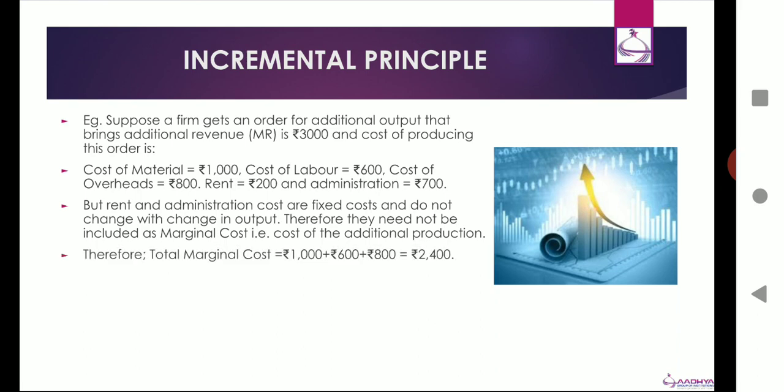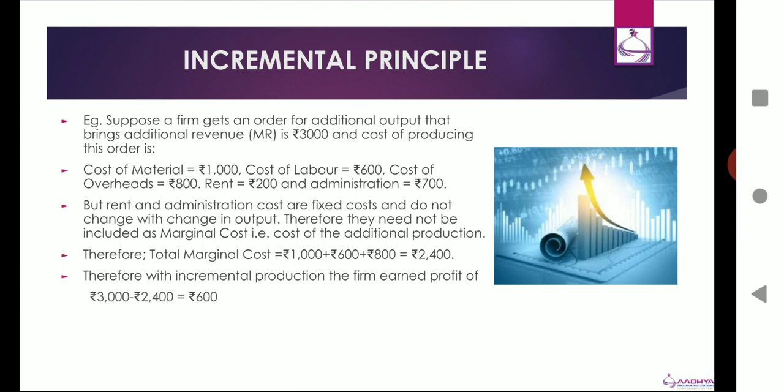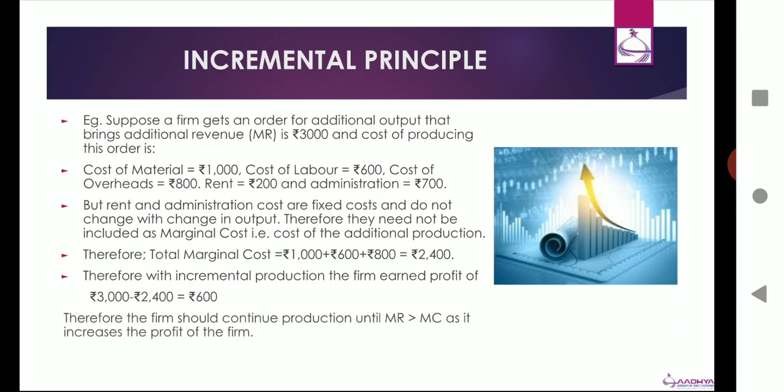Therefore, the total marginal cost, that is the additional cost of production, is just 1,000 plus 600 plus 800, that is 2,400 rupees from labor, overheads and raw material. Therefore, with incremental production, the firm earned a profit of 3,000 minus 2,400 rupees, which is 600 rupees. Therefore, the firm should continue production because it is making profit.